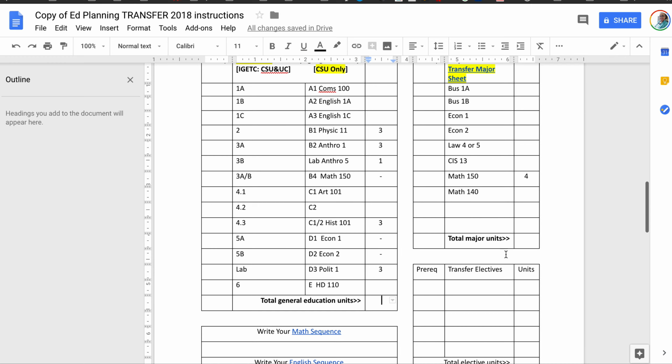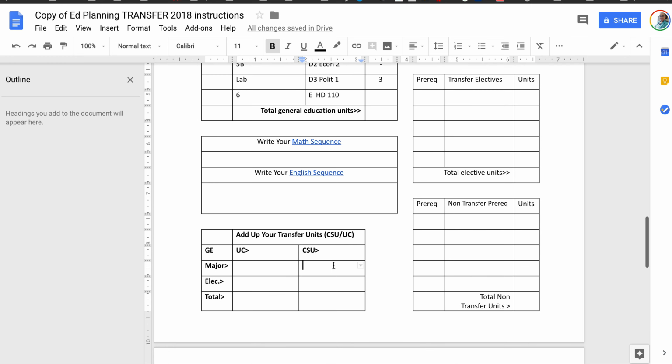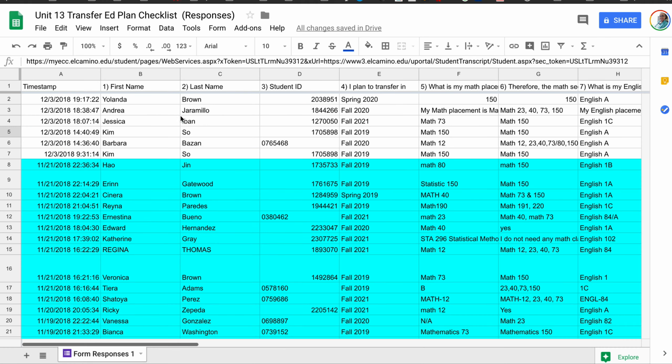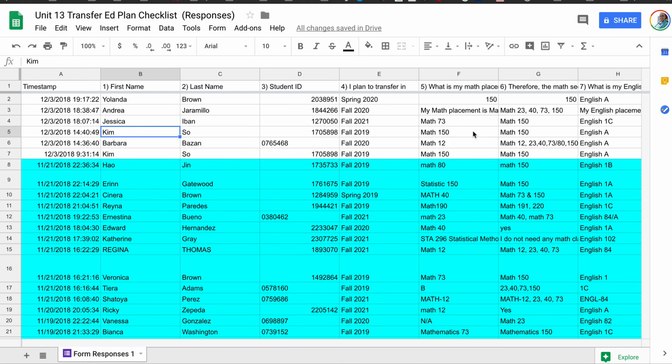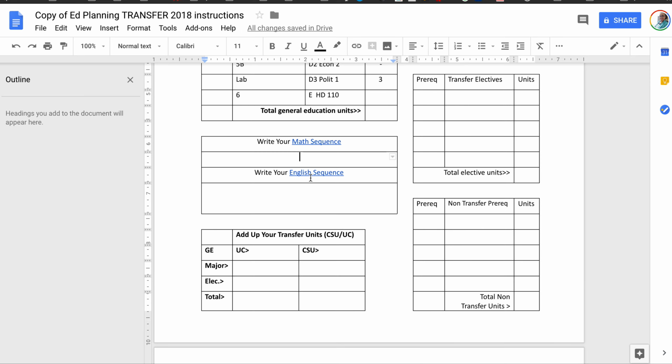So after you add this up, the GE and the major units, you will put the GE units here, major units here, and look to see if it's 60. If it's not 60, then you'll add an elective and then get to 60 units. Your math and English sequence, it looks as though you had put down you're at the math 150 and the 1A leads to the 1C. So really for the math, you're at 150 and this is basically 1A to 1C. All right, so that's how you do the planning sheet.